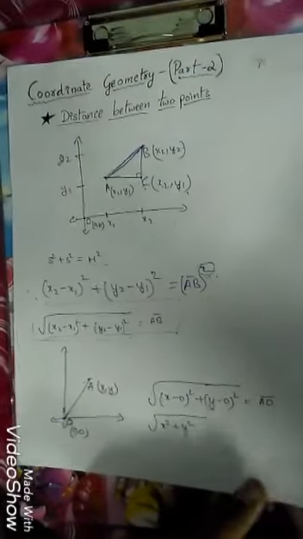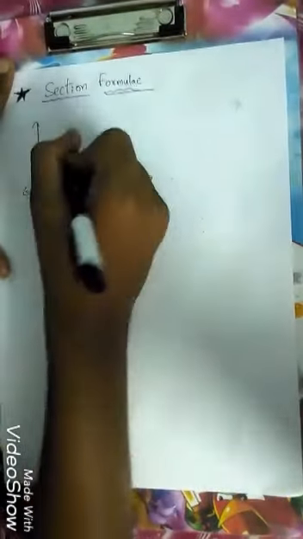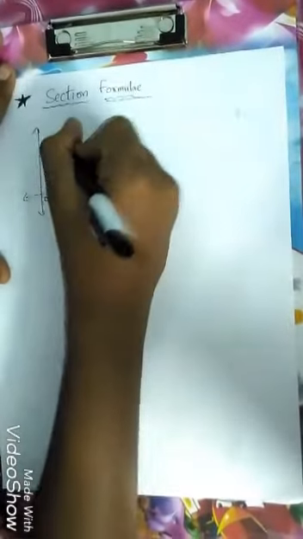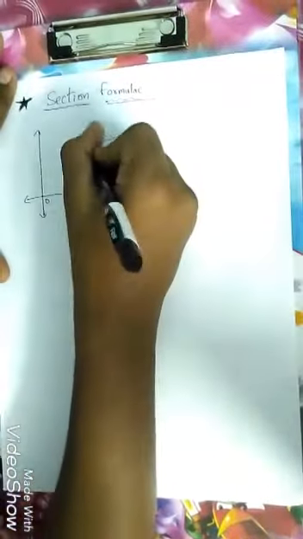Now let's go to another topic, which is section formula. The section formula is applied when a point divides a line segment into 2 parts. Now let me draw a Cartesian plane again. This is the origin, and this is A and this is B. So this is the line segment AB. Now the point P divides AB in the ratio of m is to n.